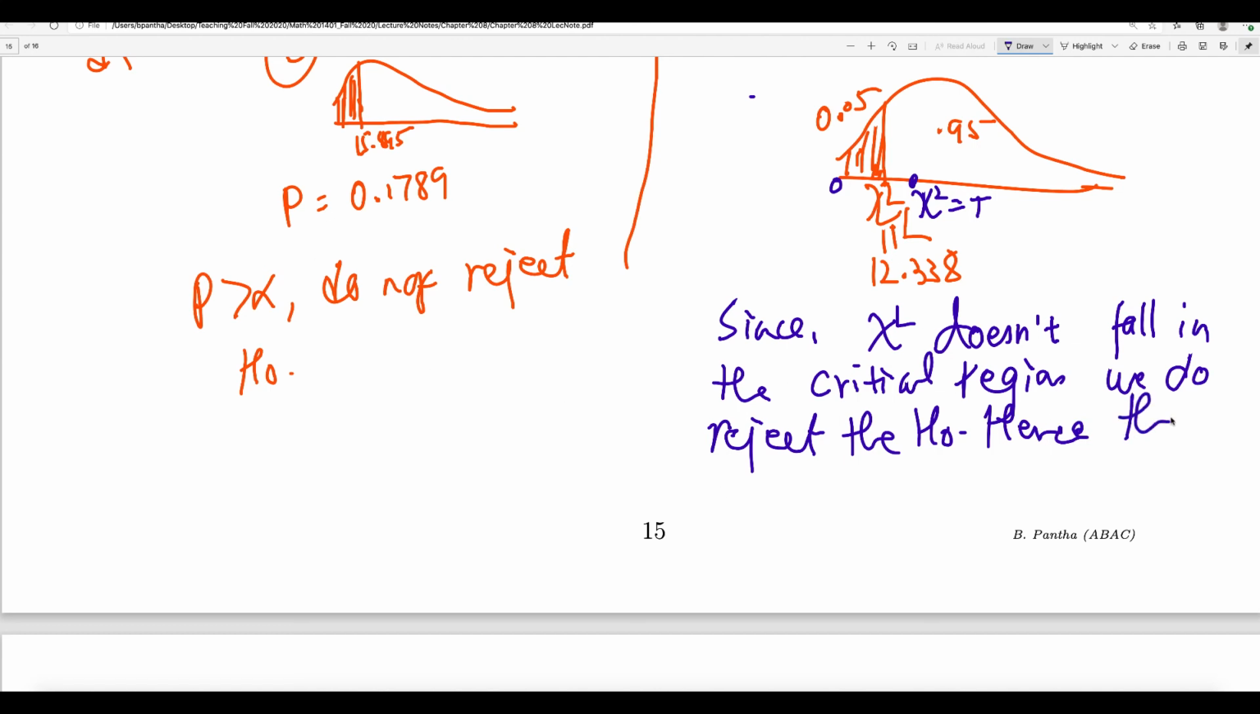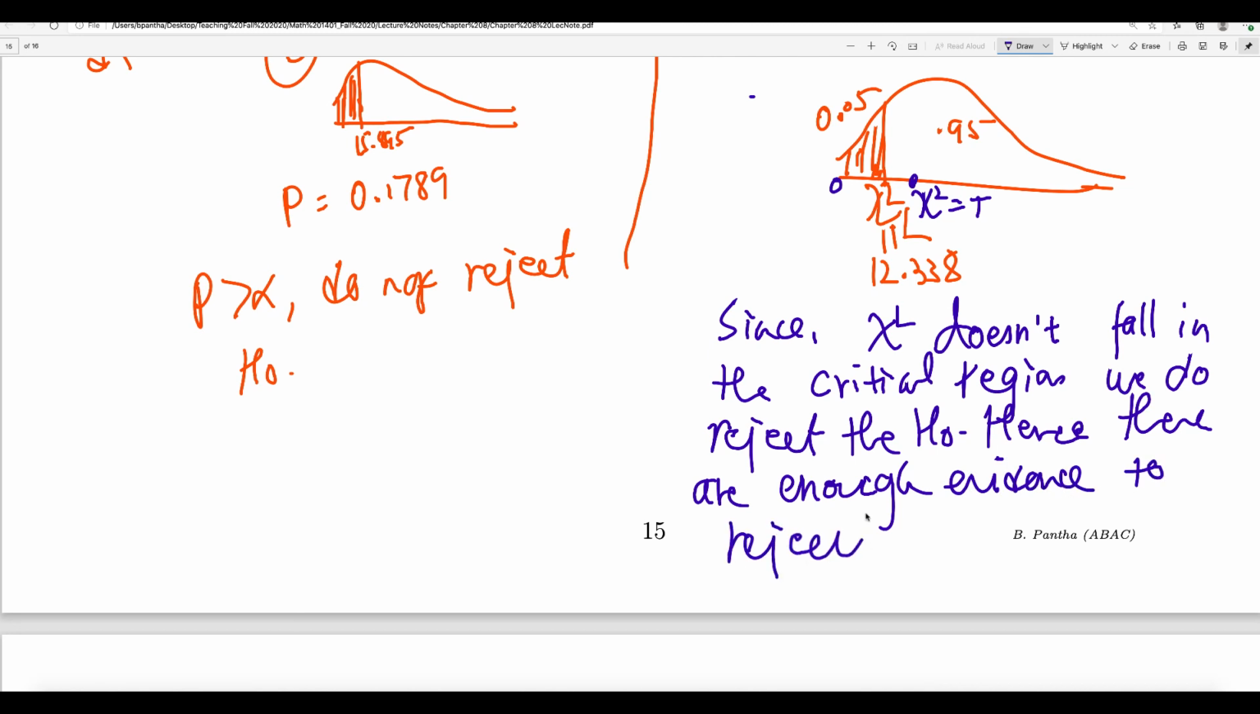Hence there is enough evidence to reject H1, or the claim, right?